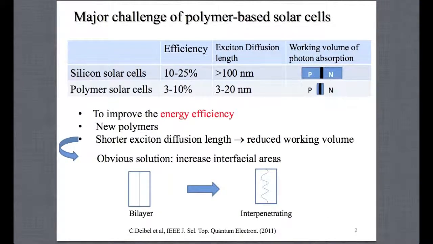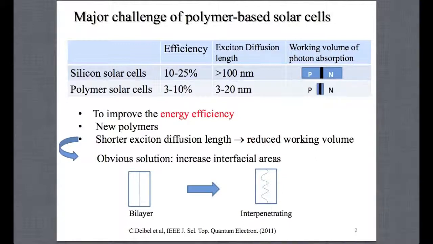As a promising new technology, organic solar cells have been a focal point in recent years. The energy efficiency has been improved to about 10% due largely to the synthesis of new chemicals. Despite the development, a considerable gap still exists when compared with silicon-based solar cells. One of the major reasons is the localized excitons and therefore the shorter exciton diffusion length. In polymer-based solar cells, the working volume of photoabsorption is therefore reduced.